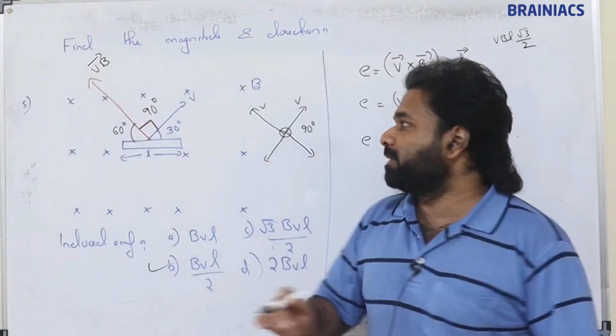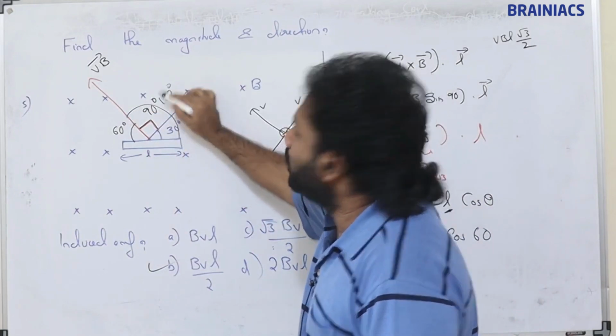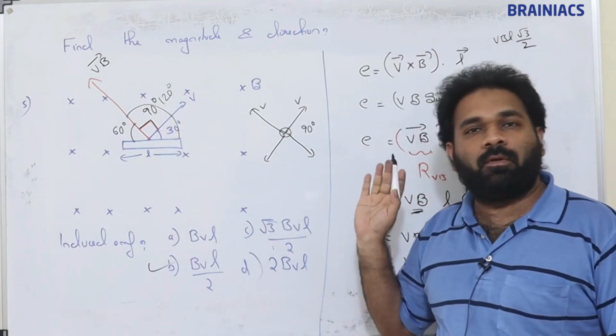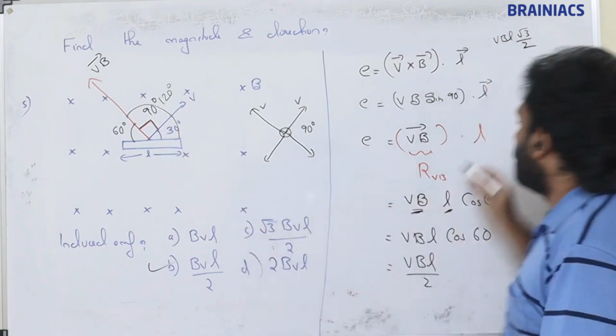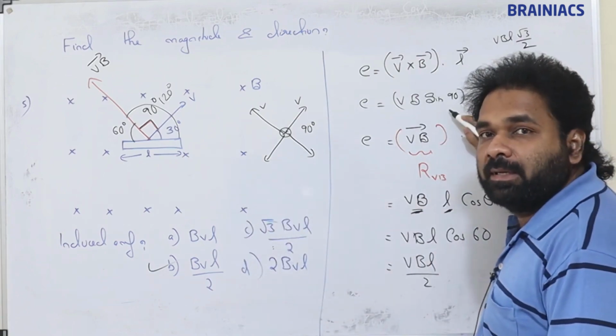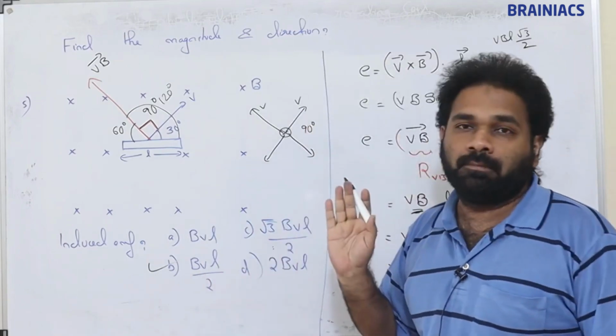Some of you may ask, sir, why can't I take this one as 120? No problem, you can take it. If you take that, nothing will go wrong. That will become cos 120. Cos 120, what will you do? Cos of 90 plus 30, so that will become minus sin 30. Again one by two will come.